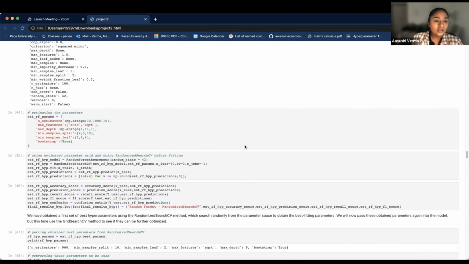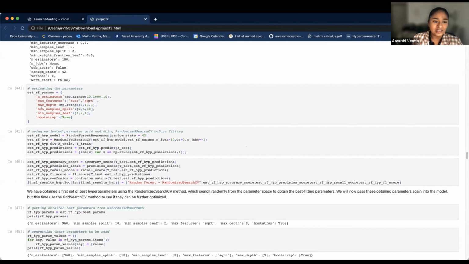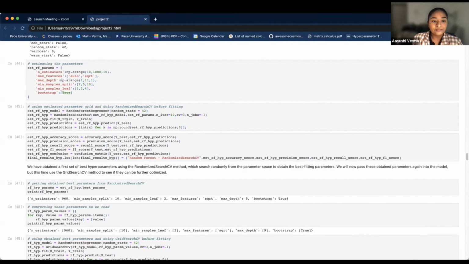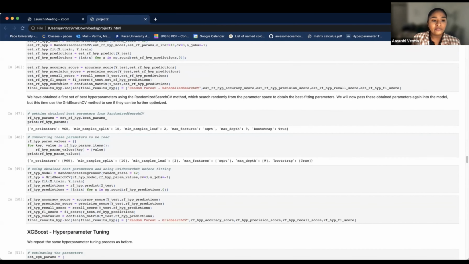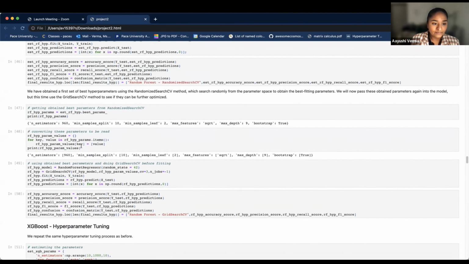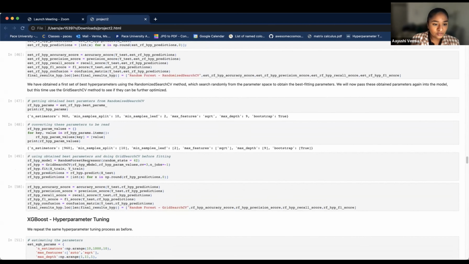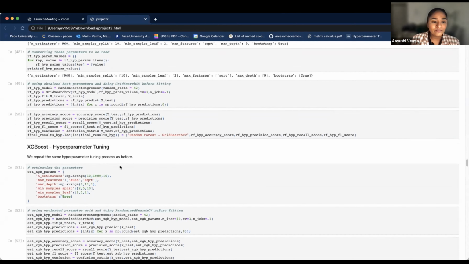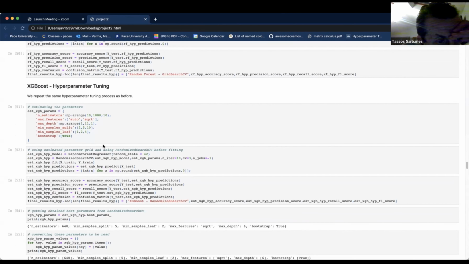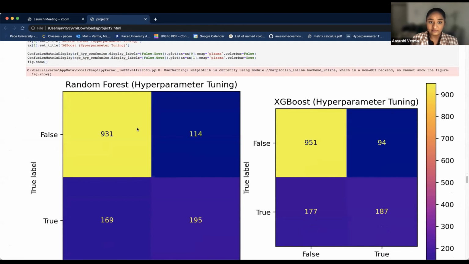The first thing I do is estimate some parameters for random forest. I use the randomized search CV to feed that into the model and get the metrics. Then I take the best parameters it generated and feed them back in, but this time I use the grid search CV parameter search space to see if that gives different results. I do the same thing for XGBoost, and I have summarized the results.